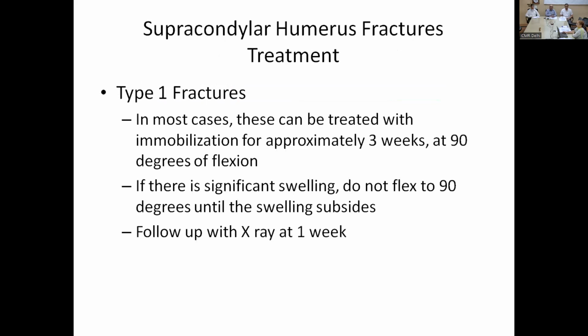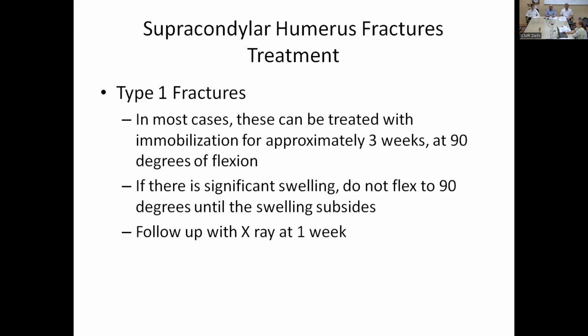Now, if it is a type 1 fracture, which is an undisplaced fracture, and X-rays are available, it may be a CHC or it may be a PHC, and the patient comes with an X-ray. Then most of the cases can be treated only by immobilization in a slab in 90 degrees of flexion. And this fracture will unite in about 3 to 4 weeks of time. That much immobilization is required.